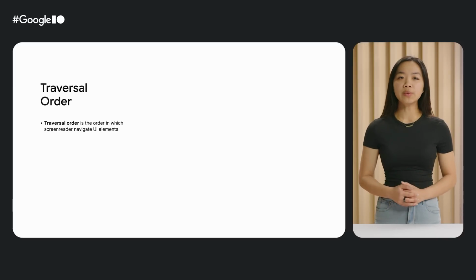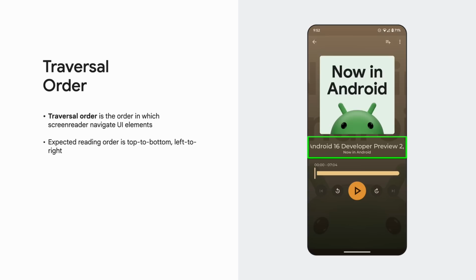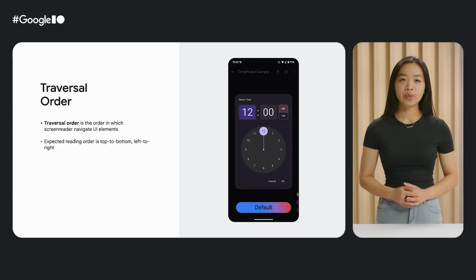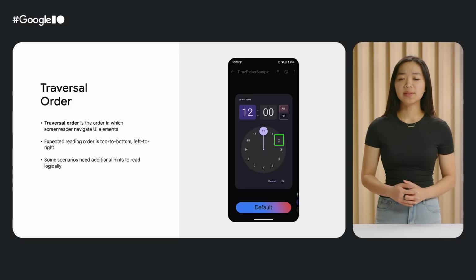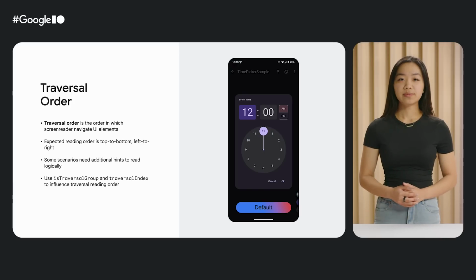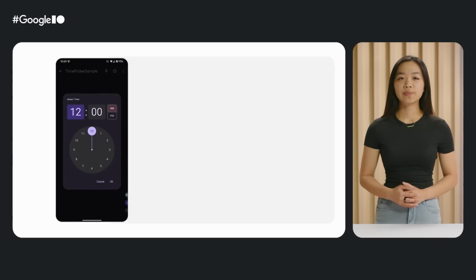By default, Compose arranges elements in expected reading order, usually top to bottom, then left to right. While this normally creates a logical order, there are some scenarios where top to bottom, left to right is not sufficient, and Compose might need additional hints. In these cases, you can use Compose's isTraversalGroup and TraversalIndex APIs. IsTraversalGroup marks logical semantic groups that need customization, while TraversalIndex adjusts the order of individual elements within those groups.